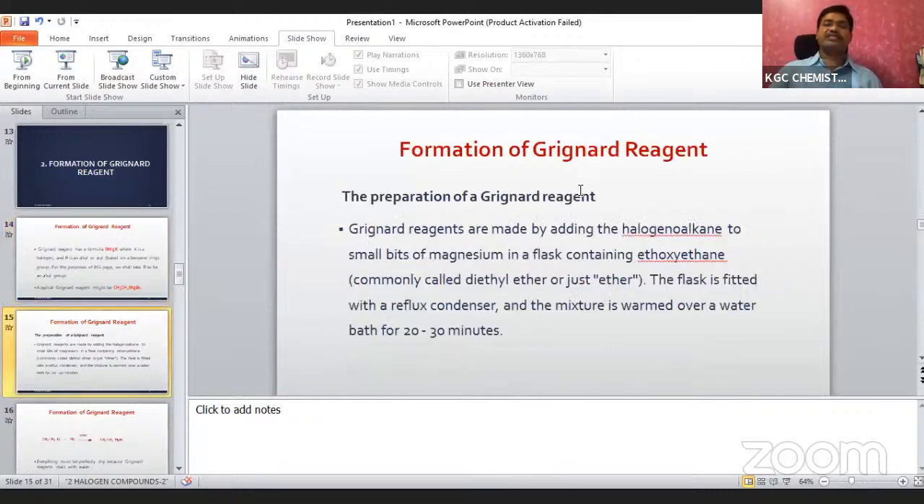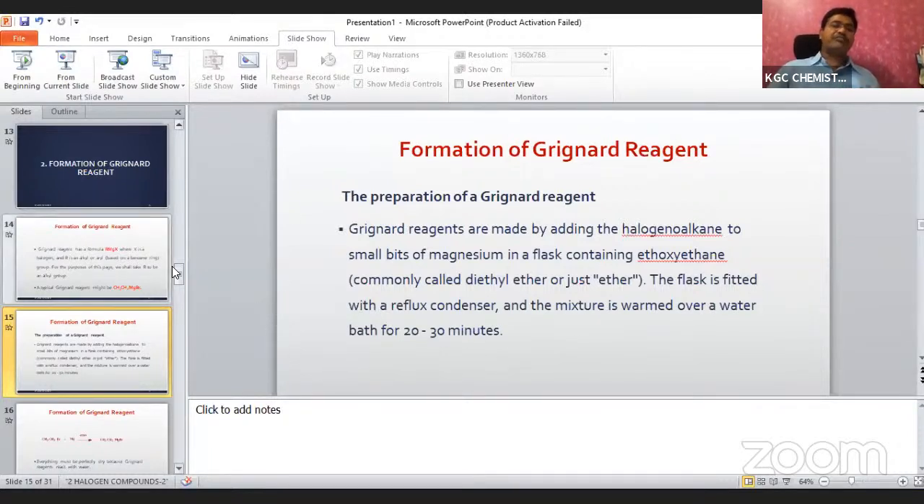Now let us see how the Grignard reagent is formed. Grignard reagents are made by adding the halogenoalkane to small bits of magnesium in a flask containing ethoxyethane. Ethoxyethane is nothing but diethyl ether. The flask is fitted with a reflux condenser and the mixture is warmed over a water bath for 20 to 30 minutes.